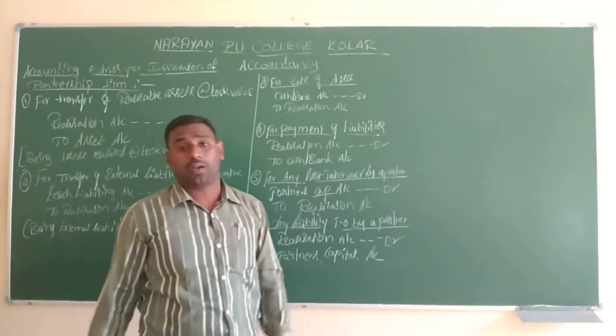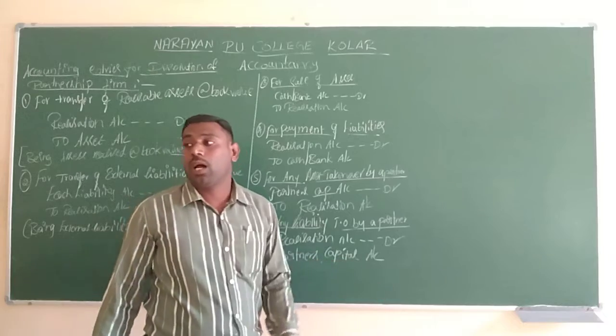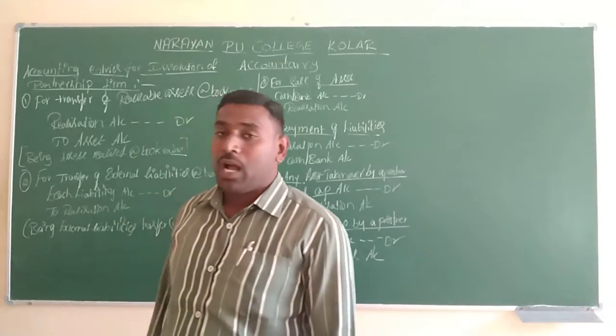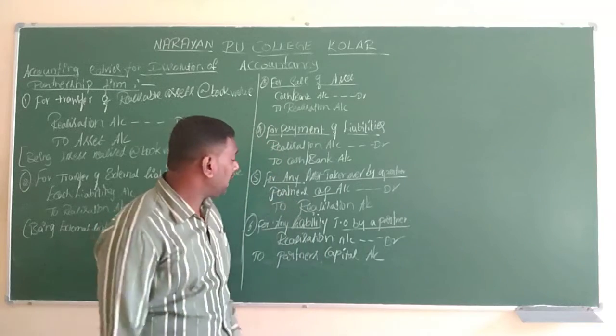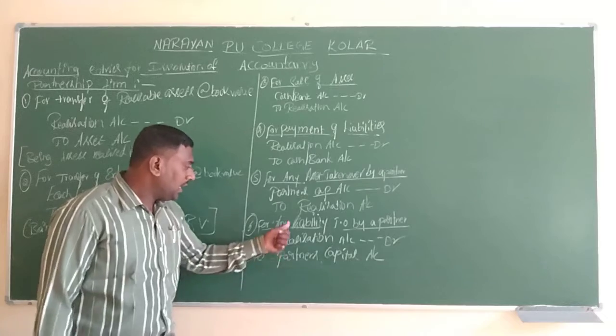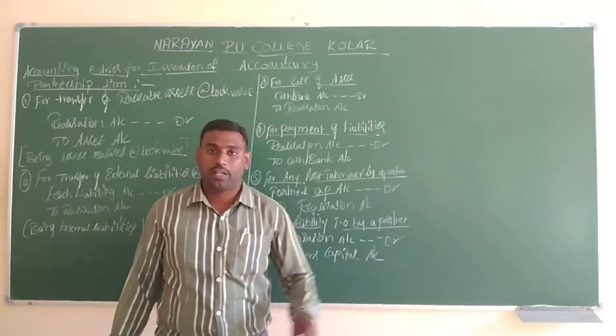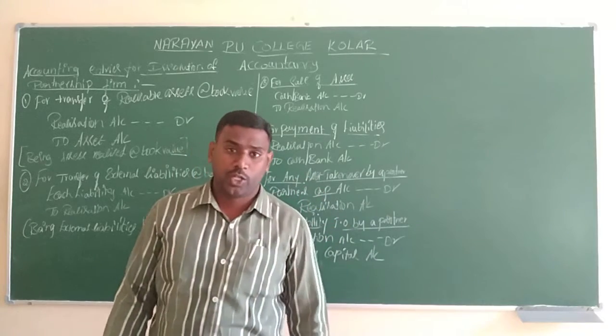Whatever the value, we have to record it on the debit side, and the same value we have to credit to the partner's capital account. So like this we have to frame the journal entry. For this we will write a narration. It will begin with "being liabilities taken over by a partner." Whichever partner has taken over, that partner's name we have to mention here.